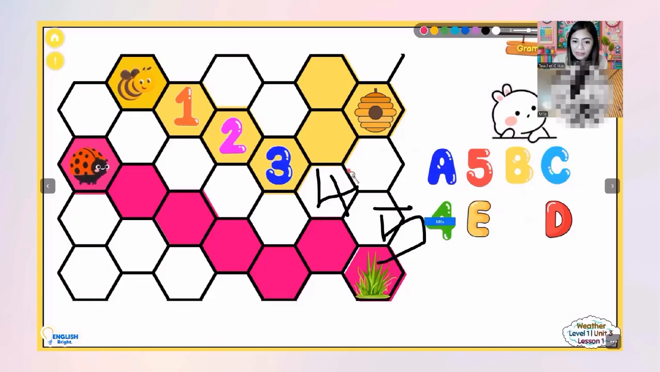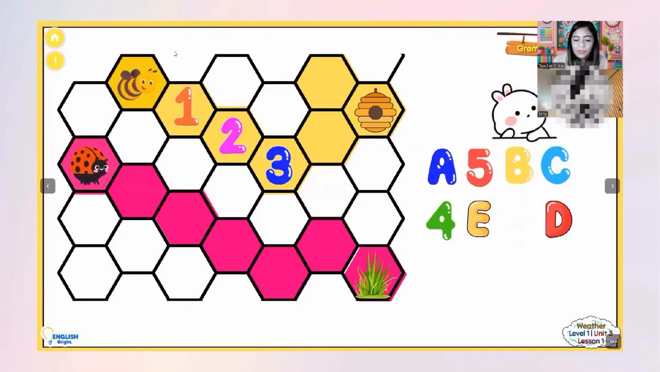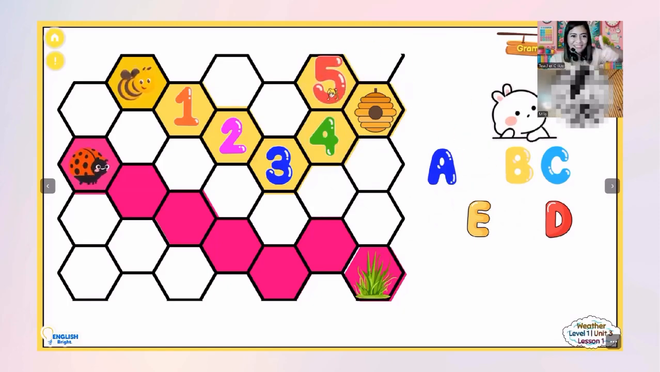Is this yellow? Are these yellow boxes? No, not yellow boxes. Only the yellow boxes. Where did we put number 4? Yes, very good. 4 and 5. That's right. Good job.